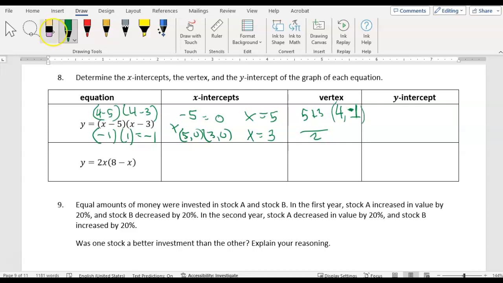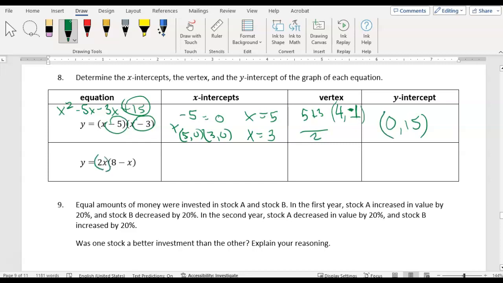And then for the y-intercept, again, we would need to put this into standard form. So we would get x squared minus 5x minus 3x, or minus 8x, and then negative 5 times negative 3 is positive 15. And so our y-intercept then is 0, 15.